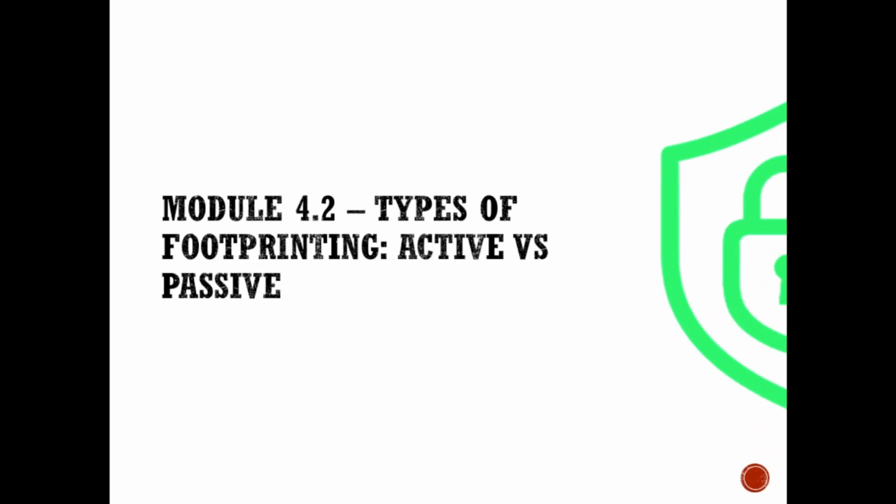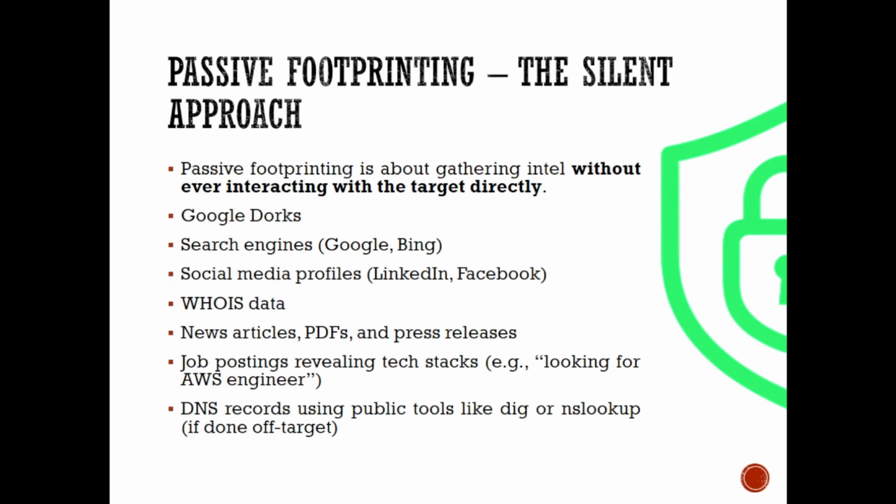Now that you understand what footprinting is, let's go one step deeper. There are 2 major styles of footprinting, and knowing when and how to use each is key for ethical hacking. Passive footprinting. Active footprinting. Let's break them down. Passive footprinting, the silent approach.